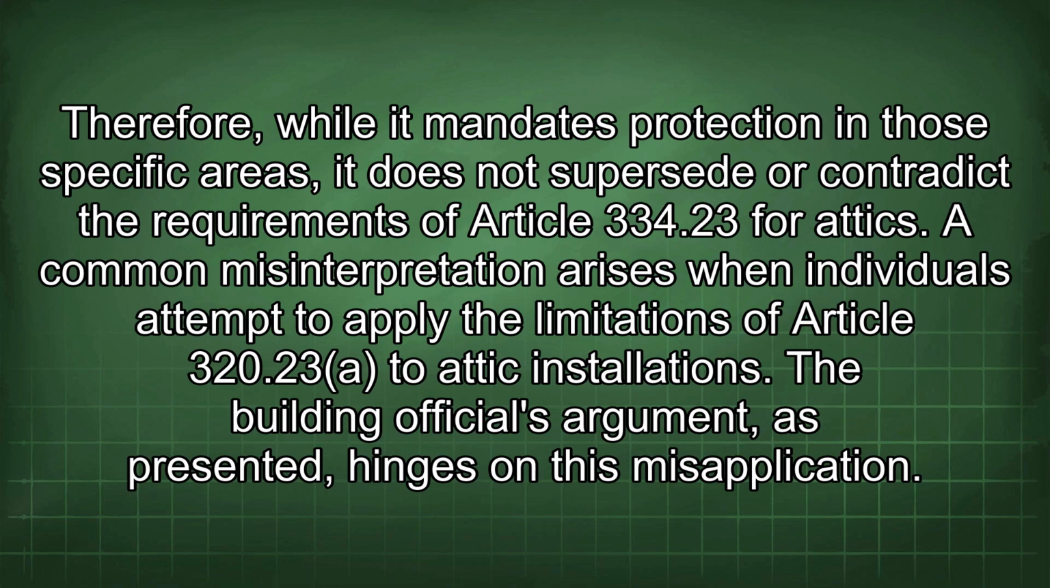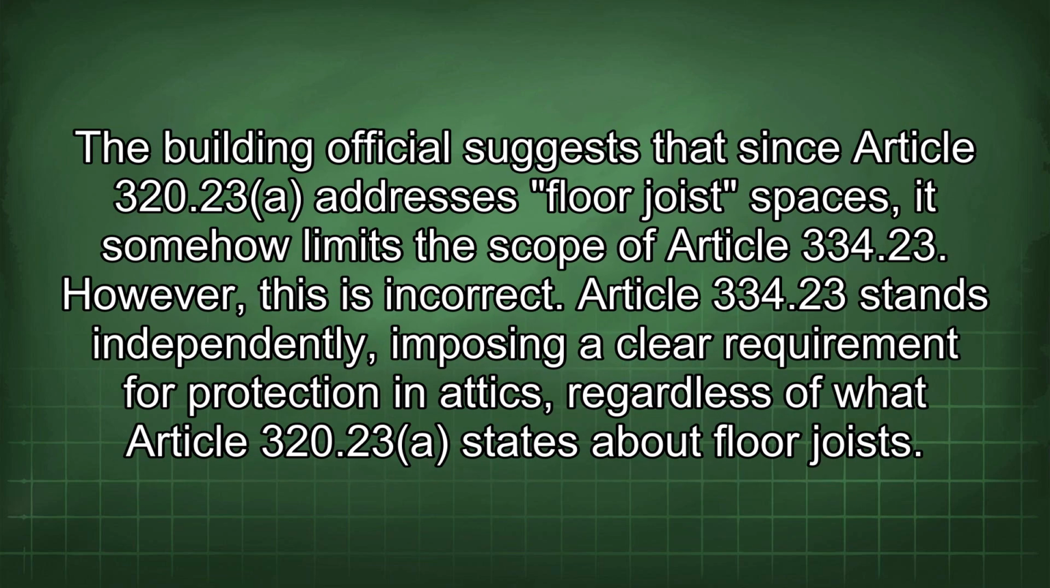The building official's argument, as presented, hinges on this misapplication. The building official suggests that since Article 320.23 addresses floor joist spaces, it somehow limits the scope of Article 334.23. However, this is incorrect. Article 334.23 stands independently, imposing a clear requirement for protection in attics, regardless of what Article 320.23 states about floor joists.